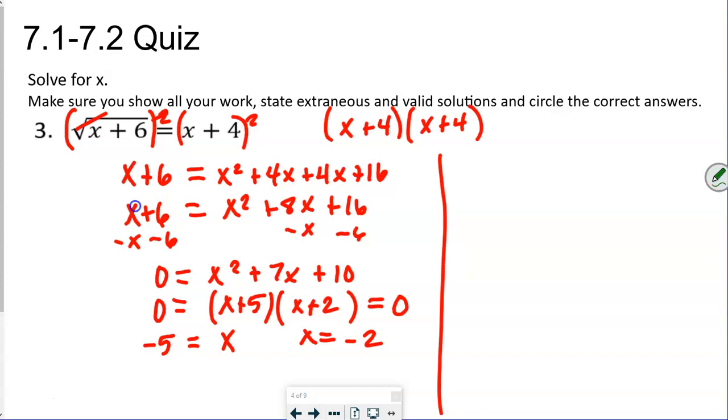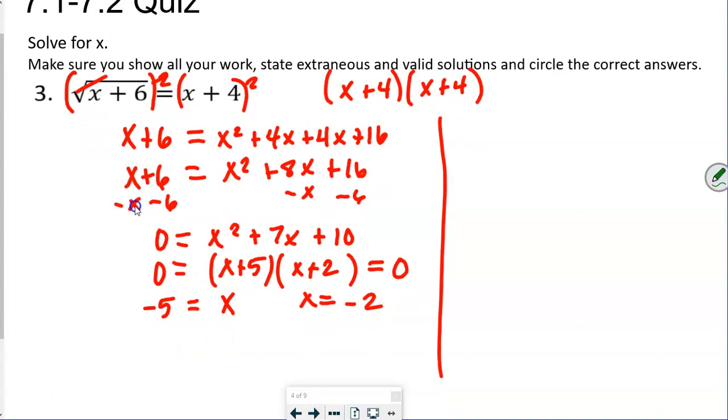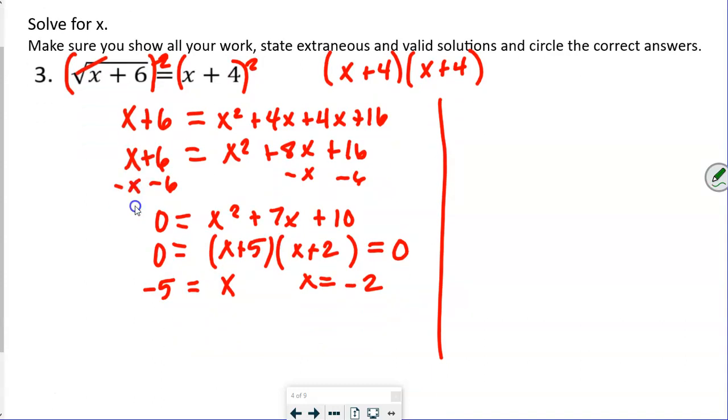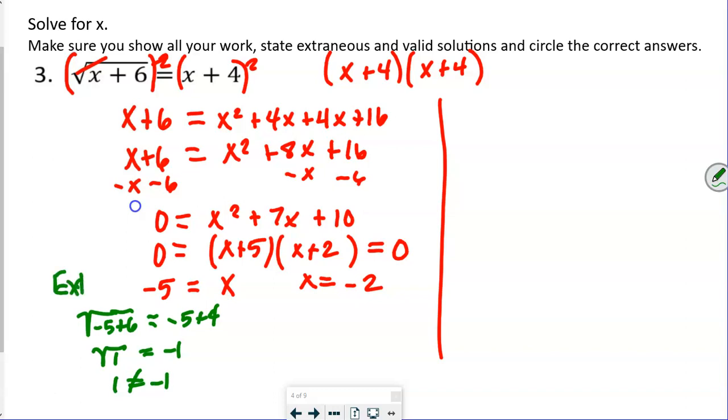So I'm going to do that. Actually, you know what? I'm going to do that down here. So I'm going to do the square root of negative 5 plus 6. And is that equal to negative 5 plus 4? So this is going to be the square root of 1 is equal to negative 1. 1 does not equal negative 1. So this is what we would call an extraneous solution. Okay, so that's not going to be our solution.